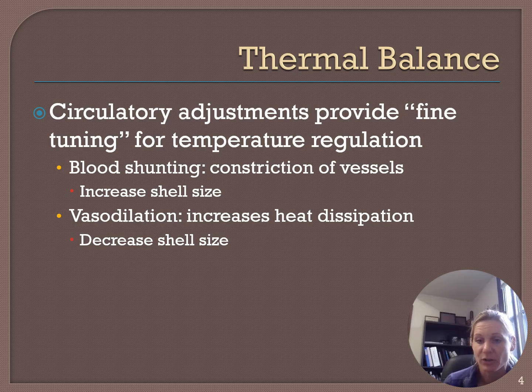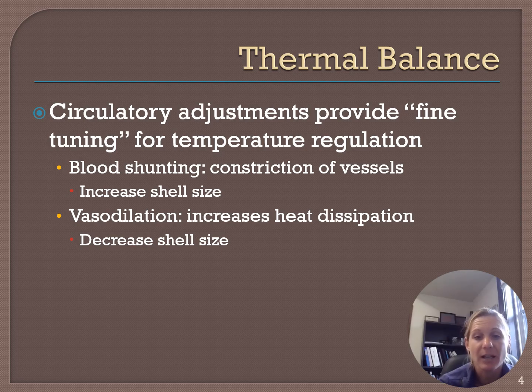Okay, so again, if we are in a cold environment, let's say we're outside at a football game, whatever, and it's a little chilly, it's late fall, we're going to experience blood shunting. And so the idea there is we're going to have constriction or shrinking up of those vessels, so that we have less blood flow sent to the skin surface. And that's going to allow us to maintain the blood and the heat at the core.